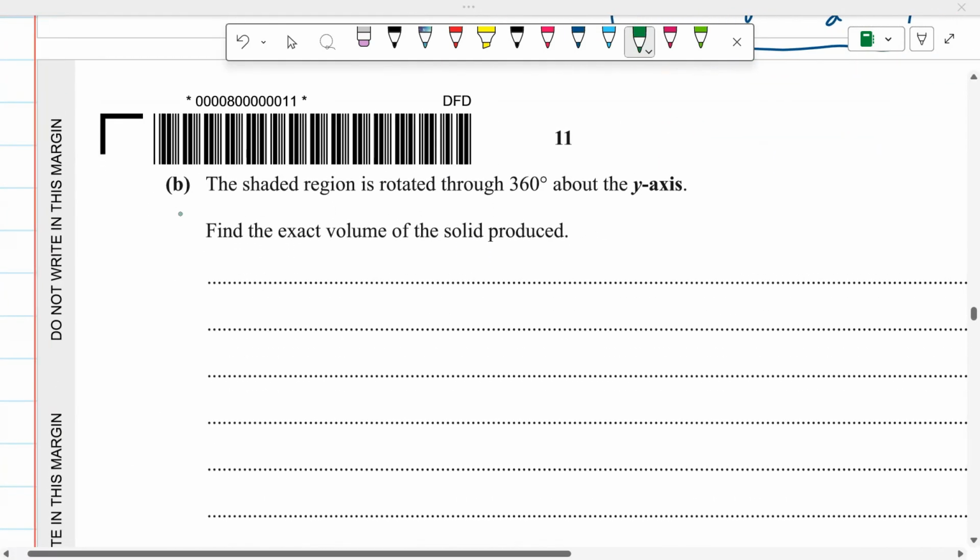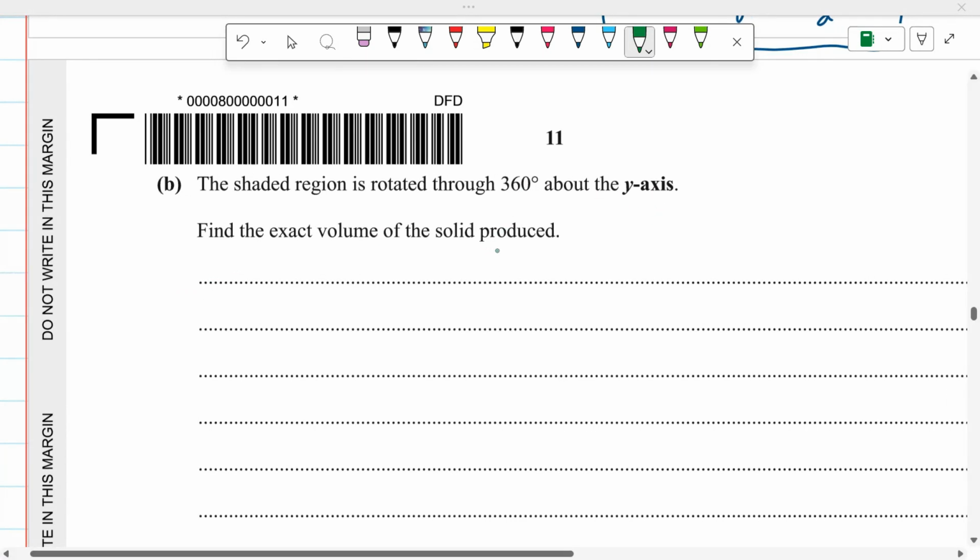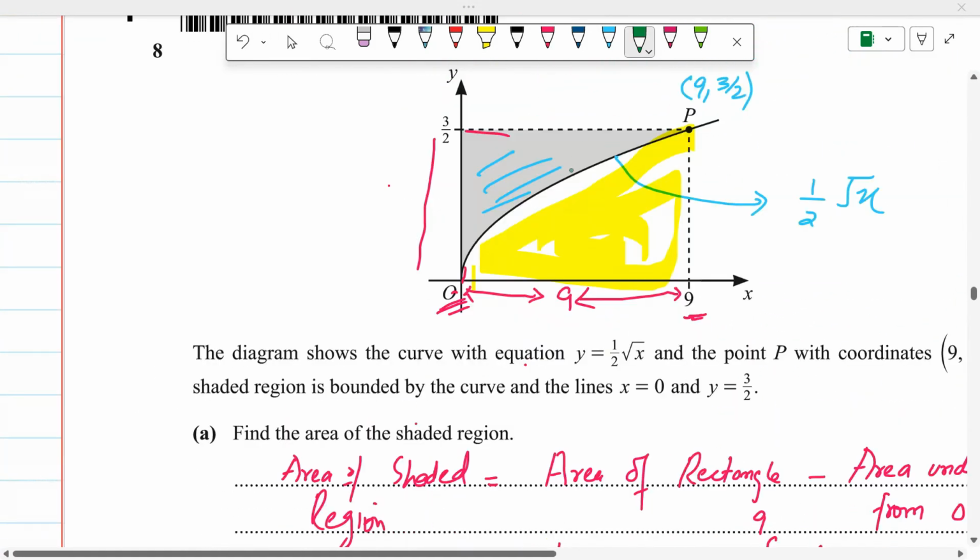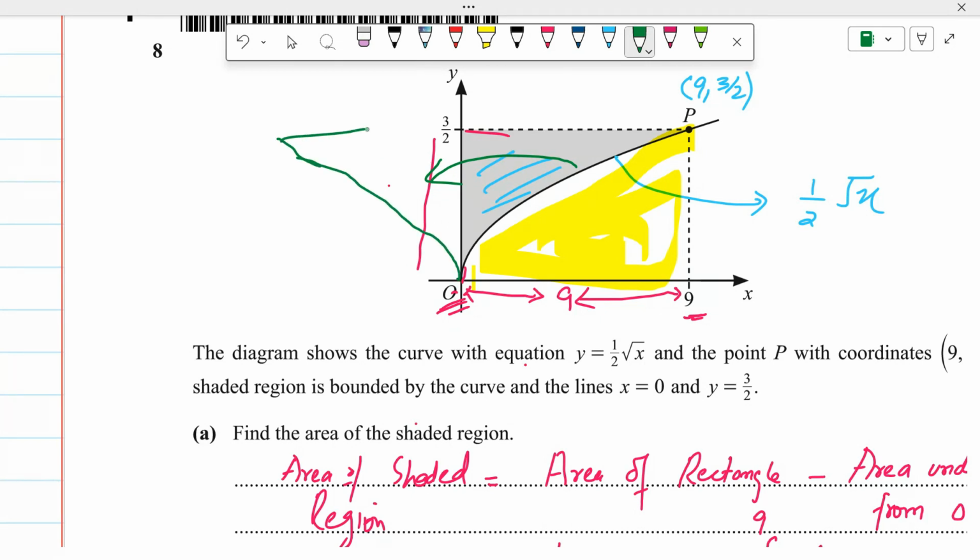Okay, question number 8 part B. The shaded region is rotated through 360 degrees about the y-axis. Find the exact volume of the solid produced. This shaded region is rotated along the y-axis, and it makes a volume which will be like a cone. So we need to find the volume of the cone. It is along the y-axis.